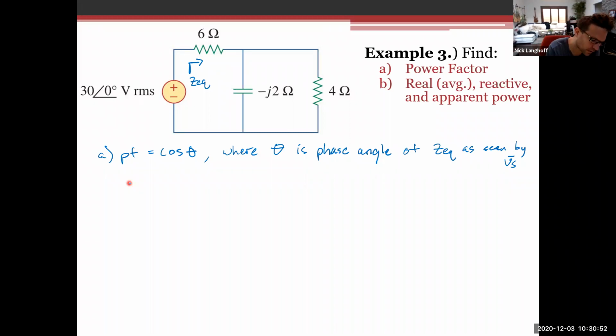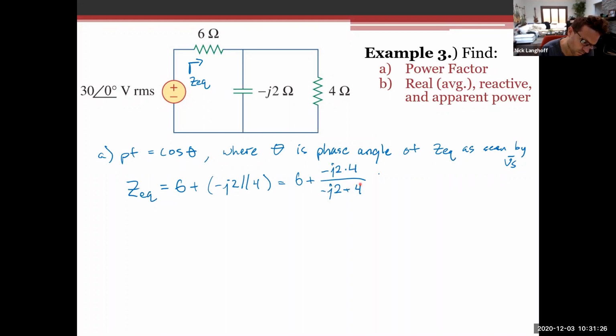And so we can then go and calculate this. ZEQ is equal to, what do we have? We have a 6 ohm resistor here in series with a negative J2 parallel 4 ohms, right? And so if you wanted to, just for practice, calculate what that is, remember you would say this is 6 plus the parallel combination, negative J2 times 4 ohms over negative J2 plus 4 ohms.